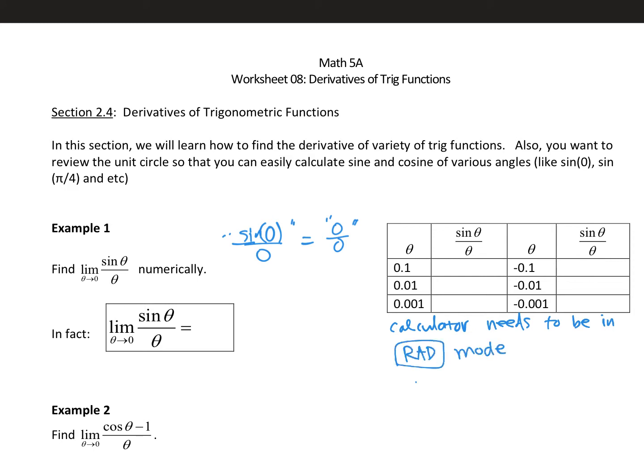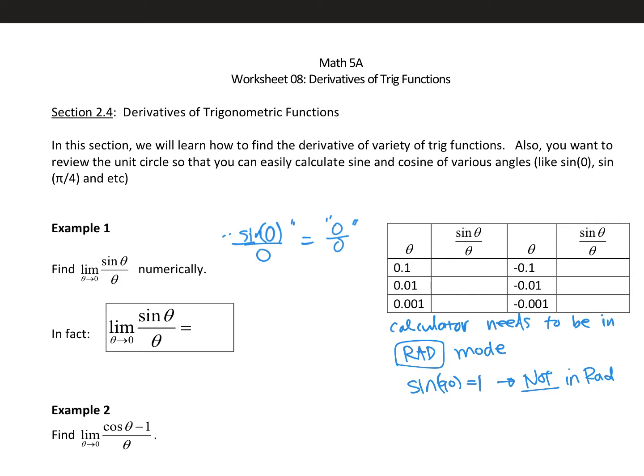How do I know that? If you do sine 90, and if your answer is 1, that means you're not in radian mode, so you need to change that. So make sure, try sine of 90. If it gives you 1, you need to change that. If it gives you 0.89 something, then you're in good shape.